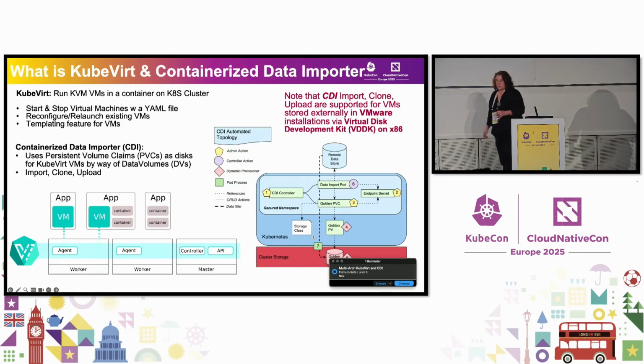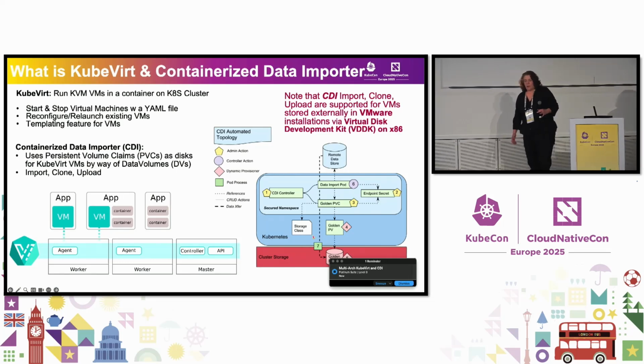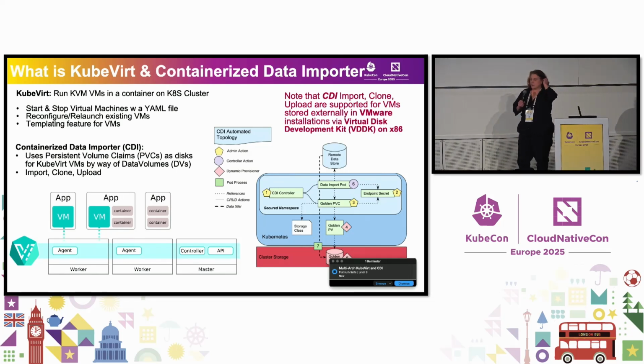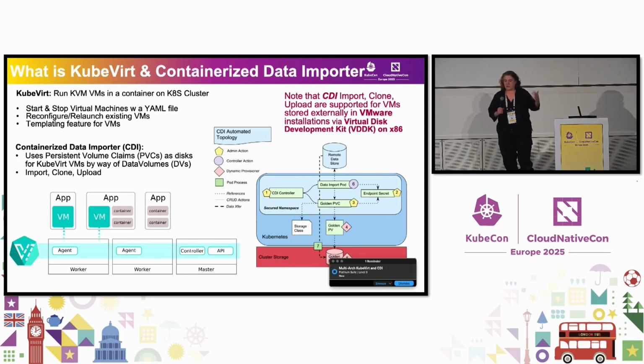Okay, what is KubeVirt and Containerized Data Importer? KubeVirt is a way to run KVM virtual machines in a container. This is often used in Kubernetes clusters. You can stop and start virtual machines with a YAML file, reconfigure, relaunch existing VMs. It's got a nice templating feature. Containerized Data Importer uses persistent volume claims on disks for KubeVirt VMs by way of data volumes, and it can also import, clone, and upload your attached storage.